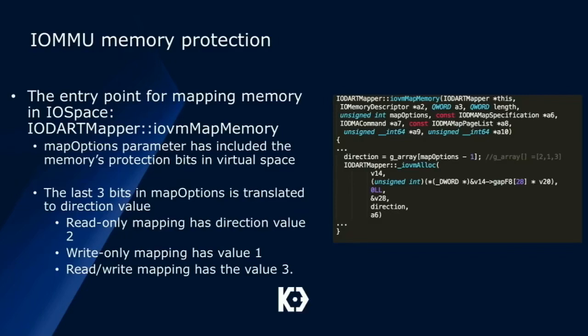The IOVM map memory function is the entry point for mapping memory in IO space, among which the map options parameter includes the memory's protection bits in the virtual space. Here, the last 3 bits in the map options are translated to a direction value visible by the IOMMU. For read-only mappings, it has the direction value 2, the write-only mapping has the value 1, and the read-and-write mapping has the value 3. We only need to remember this.